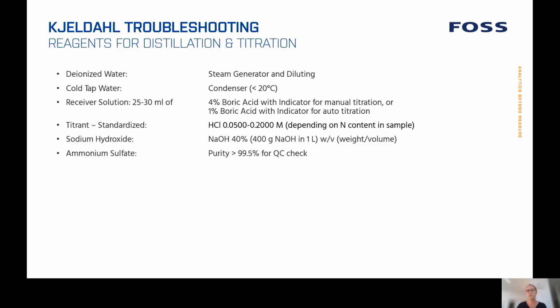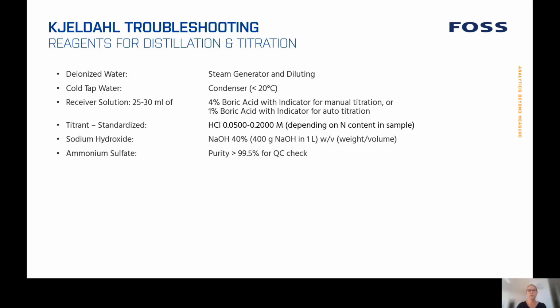The reagents used for the distillation and titration: you have deionized water for the steam generator and diluting of the sample, and cold tap water for the condenser. The volume of the receiver solution is 25 to 30 milliliter. For manual titration, we use 4% boric acid, and for auto titration, 1% boric acid.